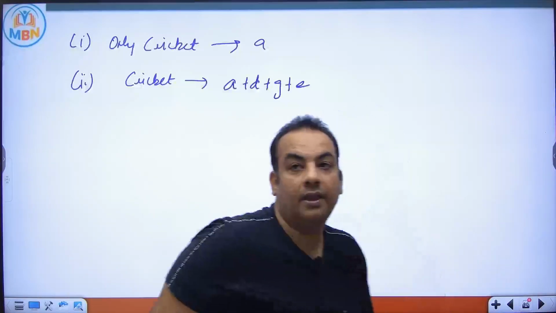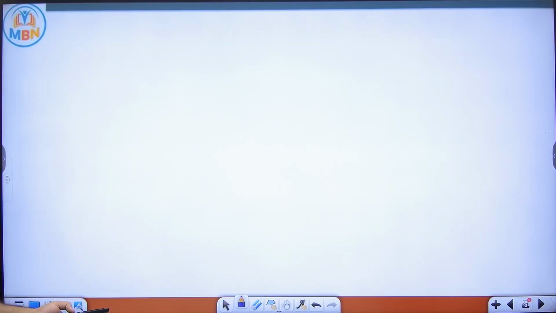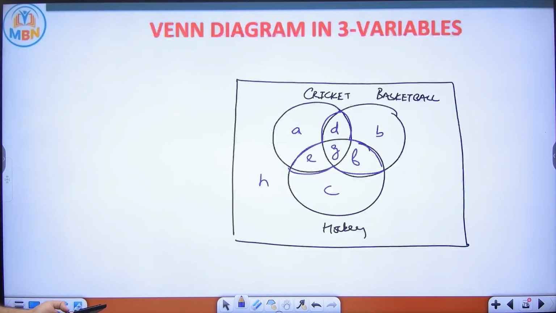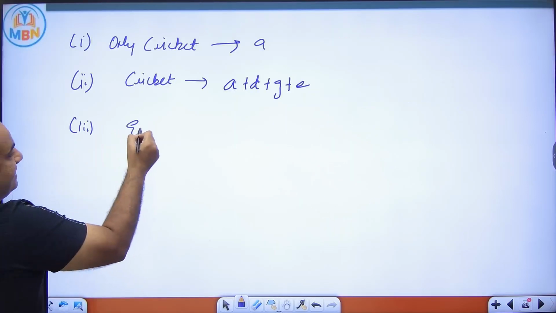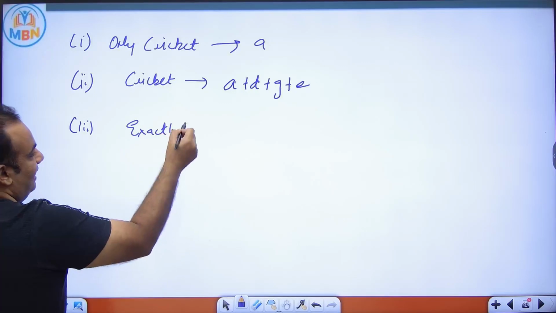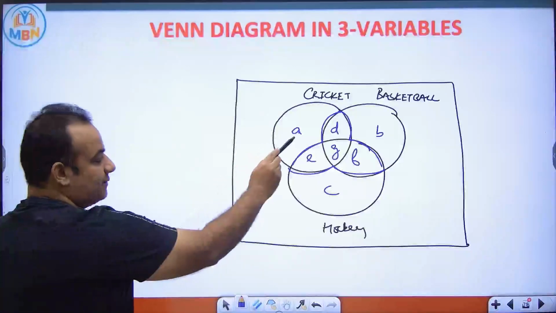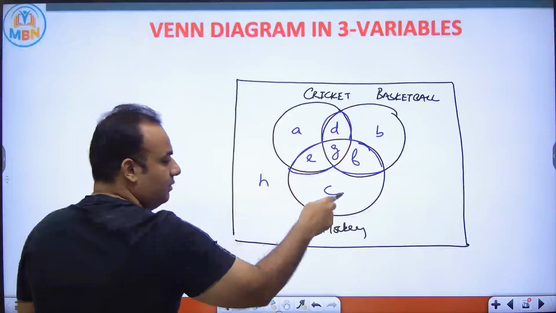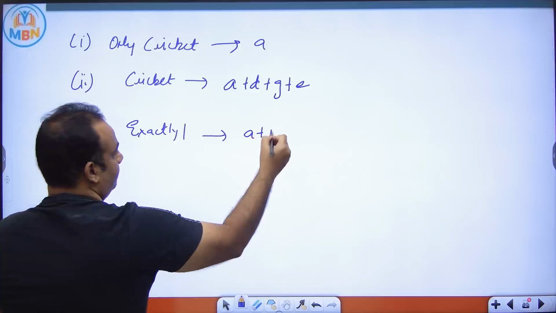Okay. Now, suppose they ask how many play exactly one sport. Not more than one. Exactly one. So A is playing only cricket, B is playing only basketball, C is playing only hockey. So the answer is A plus B plus C.